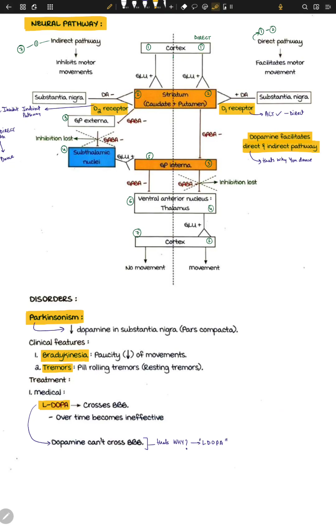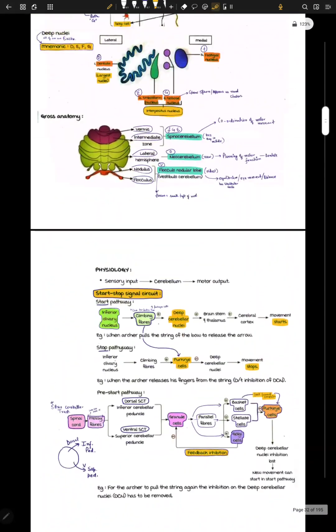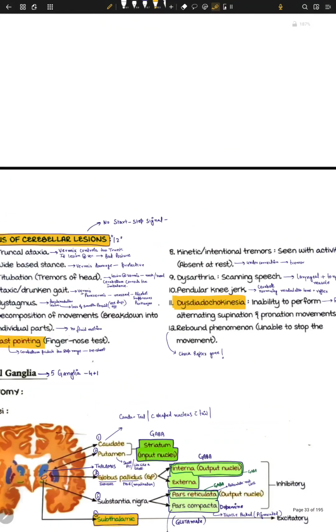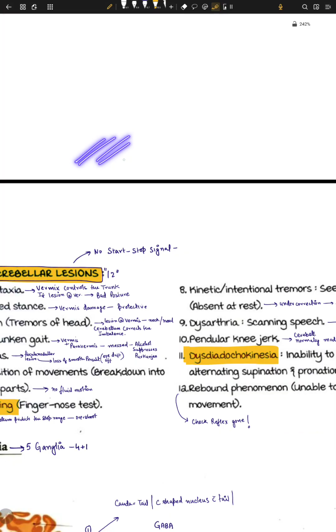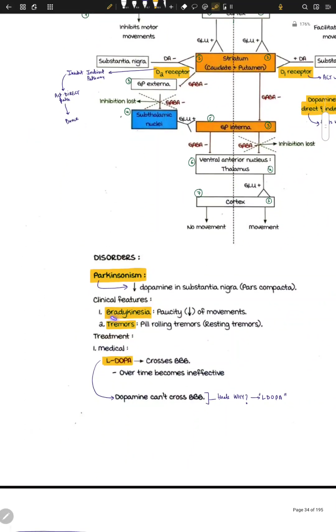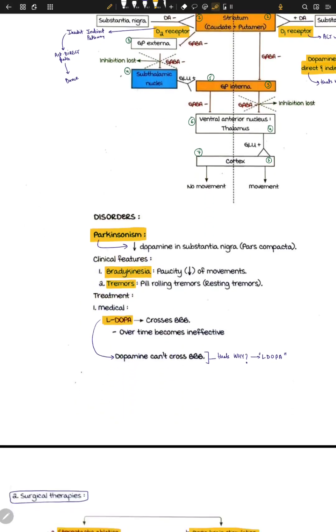Whereas in cerebellum, if you tell the patient to move, he keeps on moving and the tremors increase while he moves more and more. But in substantia nigra, in Parkinson's, the tremors are there when the patient is at rest. So this is what happens in Parkinson's. The treatment is L-DOPA. Why do we give L-DOPA? Because dopamine cannot cross the blood-brain barrier.